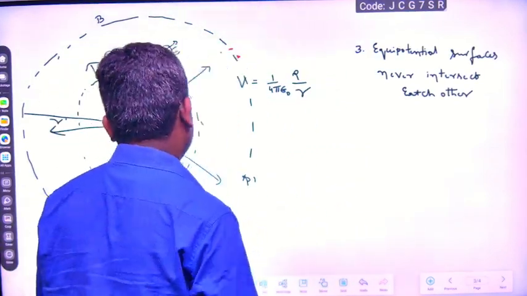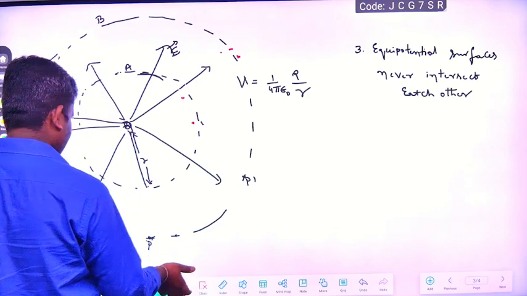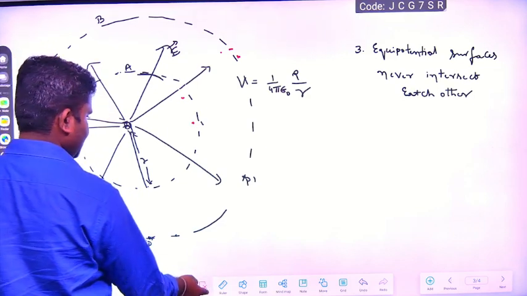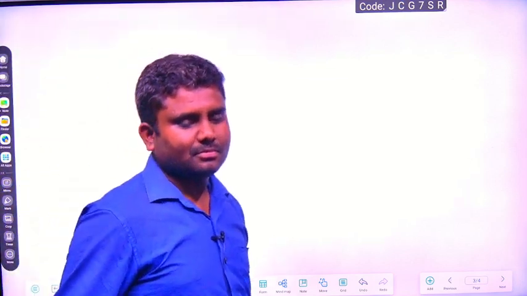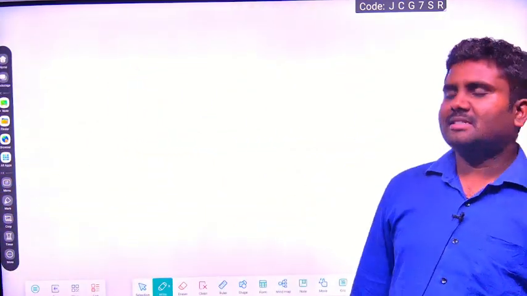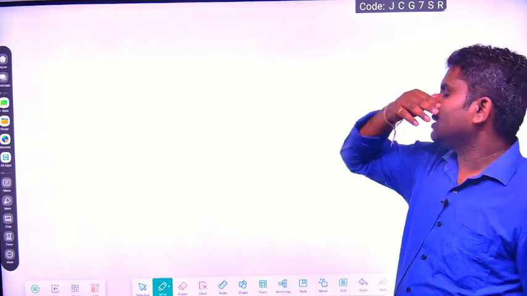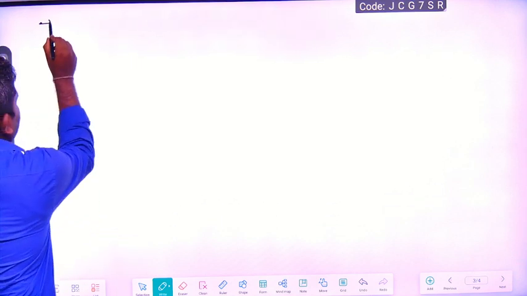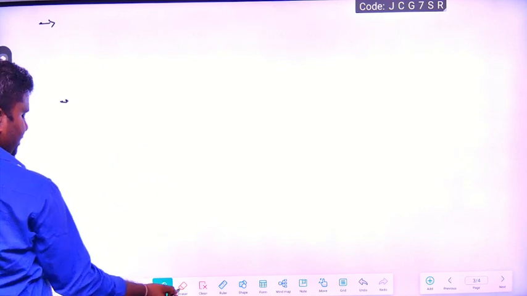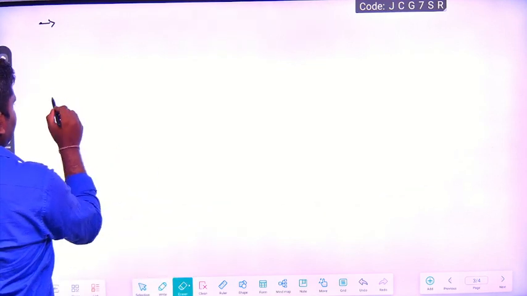Okay. So shall I erase this? Clean it. Not clean it. Okay. Next, what we can discuss is one application. What is the electric potential due to a dipole? Please take the heading. They will ask this in your exams.